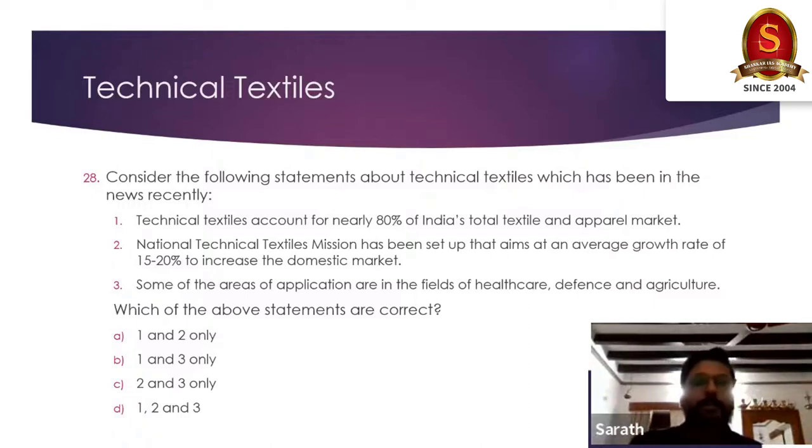You eliminate one, you're left with only one answer. C is the correct answer. First statement is wrong. It is not 80%. It currently accounts for a much, much smaller proportion of it. I forget the exact number that is there, so I'll let you know. Meanwhile, the second and the third statements are correct. So they are very generic in nature.